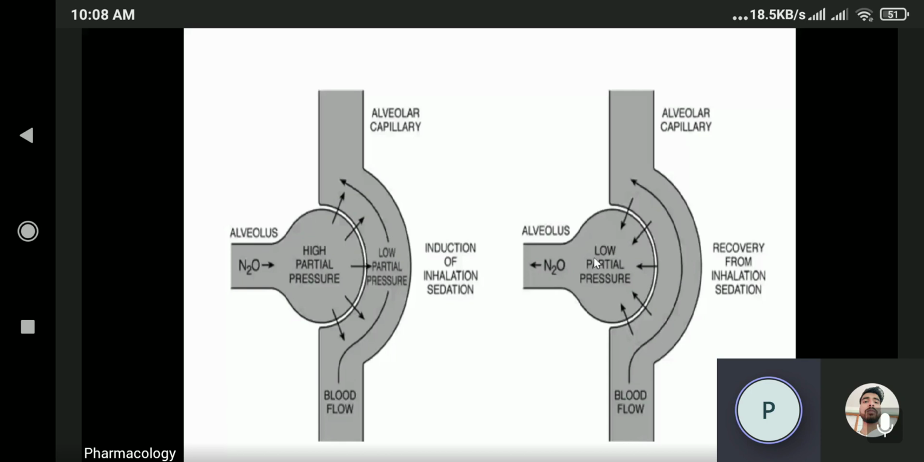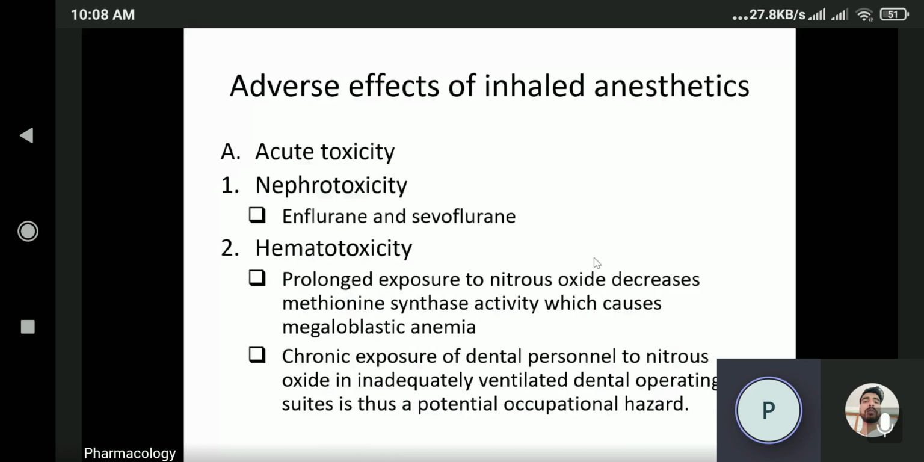Okay. So, lastly, coming to the adverse effects of inhaled anesthetics. In acute toxicity, there can be a nephrotoxic effect as well as hematotoxic. Also, there are hepatotoxic effects shown by some of the drugs. Mainly enflurane and sevoflurane are nephrotoxic in nature. Hematotoxicity is mainly shown with nitrous oxide.